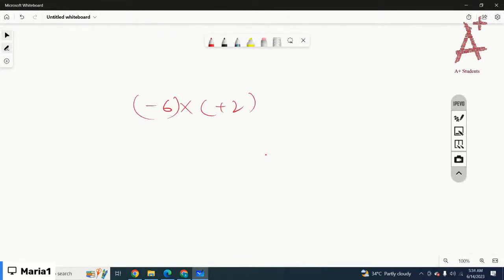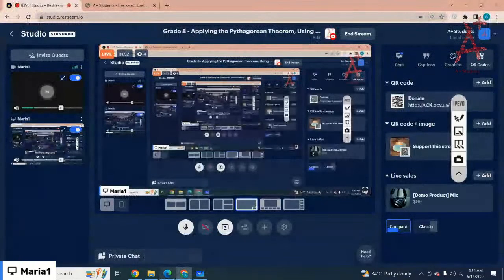Okay, see both the numbers have opposite signs. Got it? That means the product must be negative. If the numbers have opposite signs, the product must be negative. If the numbers have exactly the same signs, the answer must be positive. Got it? So it would be negative.